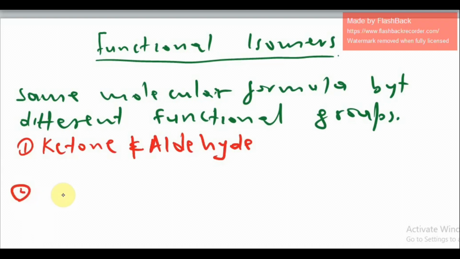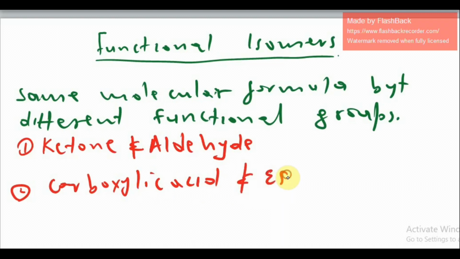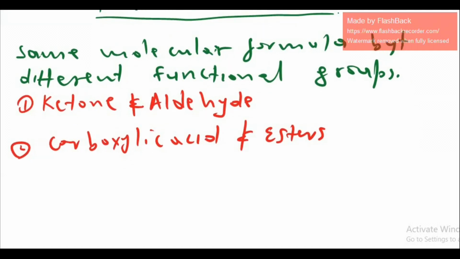Number two, we have another combination, that is the carboxylic acid. Carboxylic acids go with esters. Okay? So when you have the carboxylic acid, you write an ester. When you have an ester, you write a what? A carboxylic acid. So these are functional isomers.